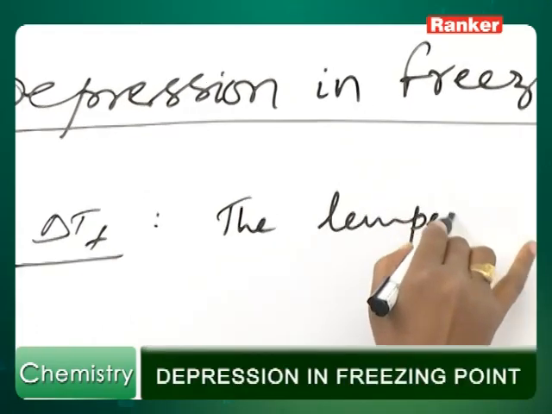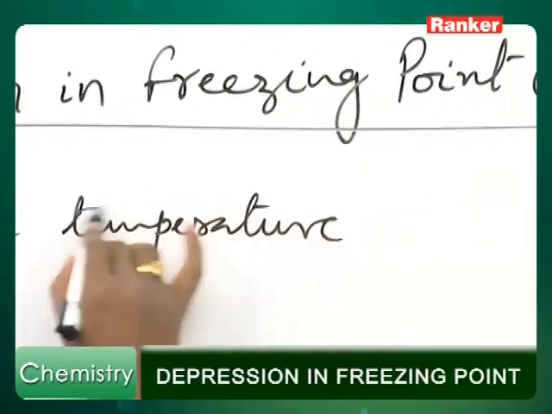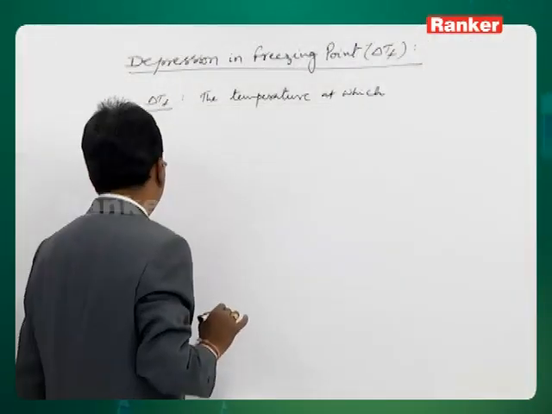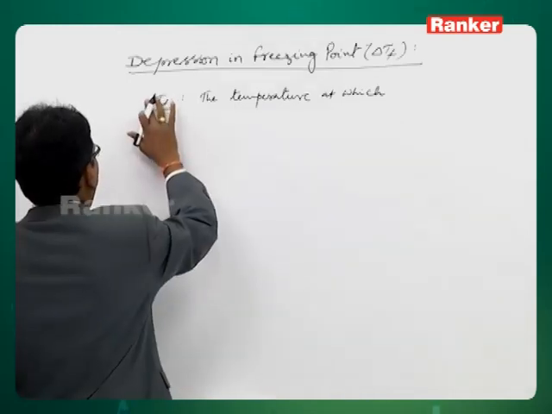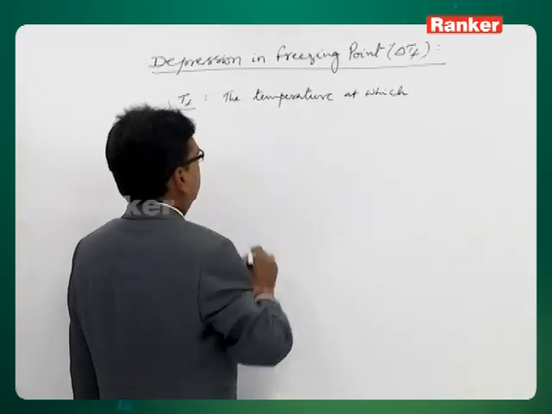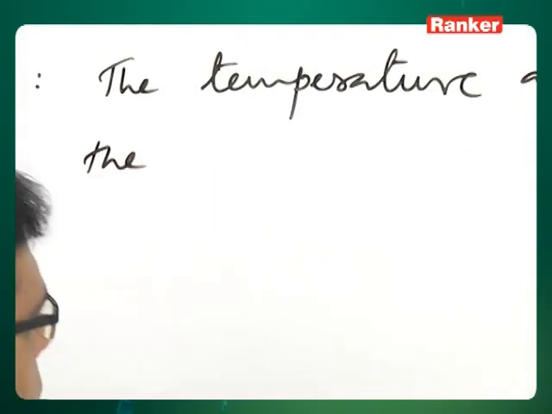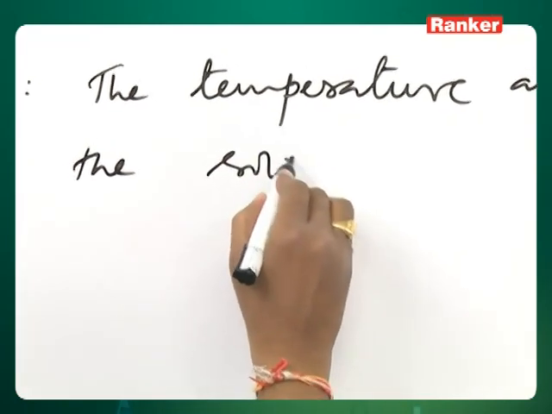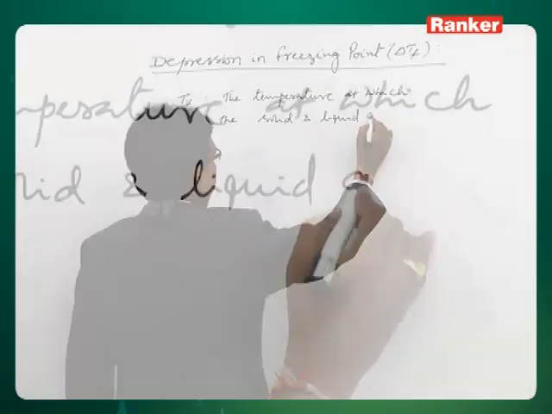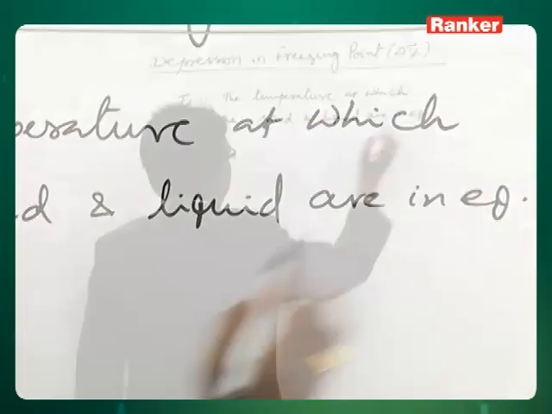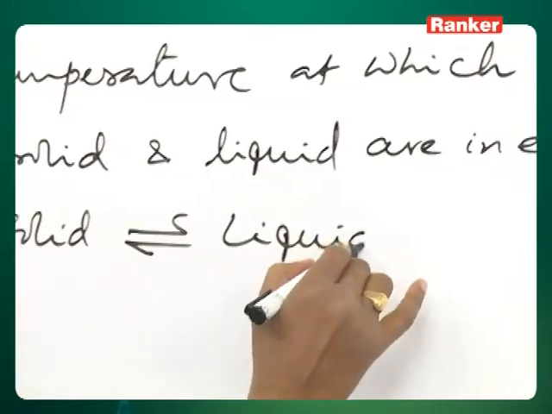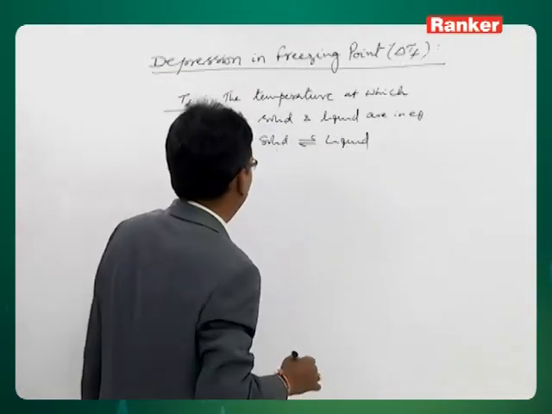When it comes to the definition of depression in freezing point, delta TF, first of all, freezing point. Freezing point is defined as the temperature at which solid and liquid are in equilibrium. Solid, liquid, equilibrium. That is what we call freezing point.